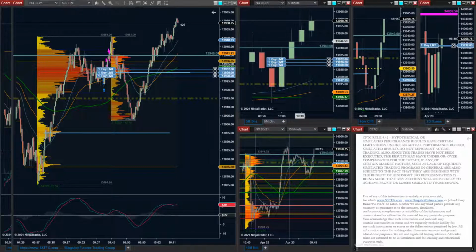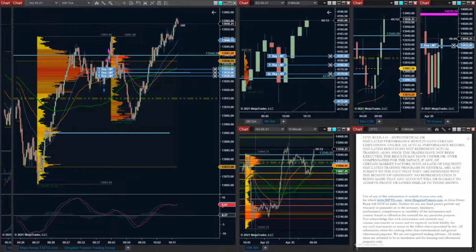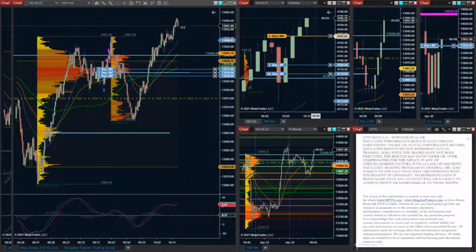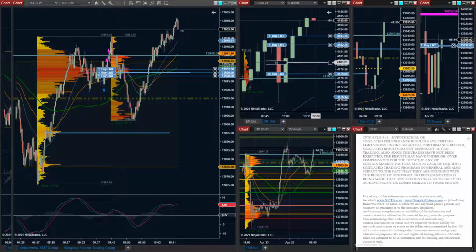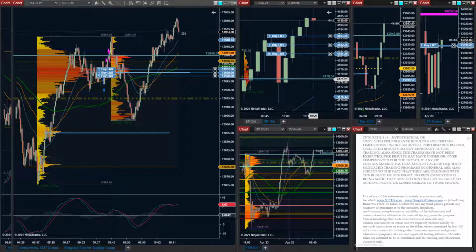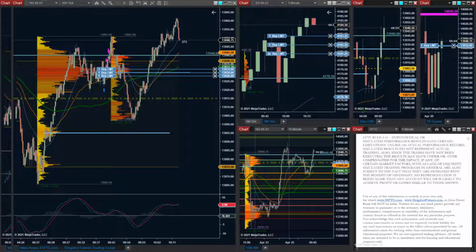NASDAQ hasn't even touched the low of the previous bar. S&P, that micro double bottom. That's looking tasty. $83 quarter, $82 quarter, $81 quarter, any pullback? I have to force myself not to hit the buy. Oh, for sure. I got to see a dip a little lower.